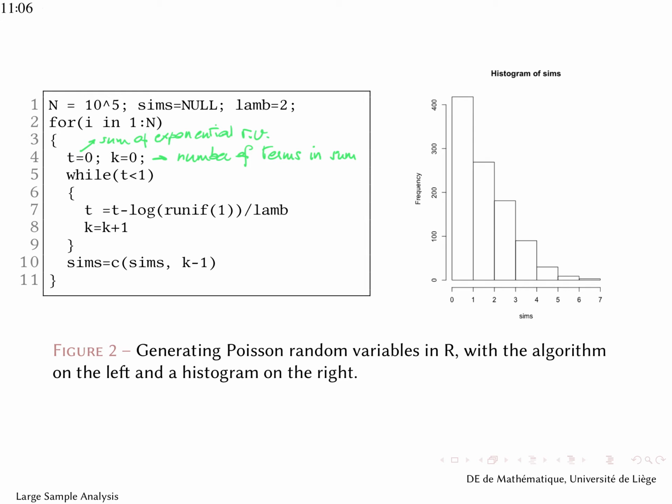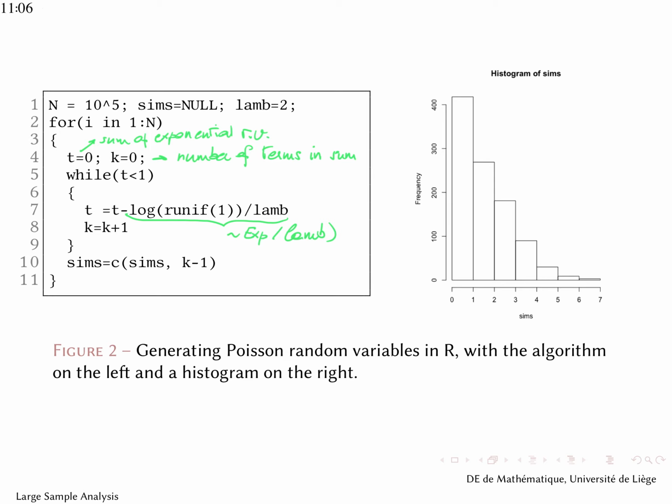Then, as long as the sum is smaller than 1, we will generate a new exponentially distributed value. We generate this using the inverse transform sampling method, so minus log of a uniform distribution divided by lambda, and we add it to the previous sum. So we update t by adding another exponential variable, and we also update our counter, so k will become k plus 1.